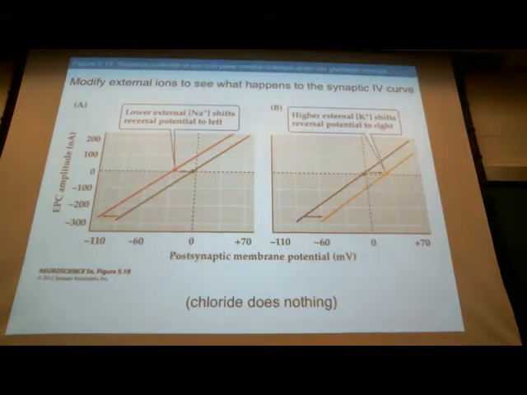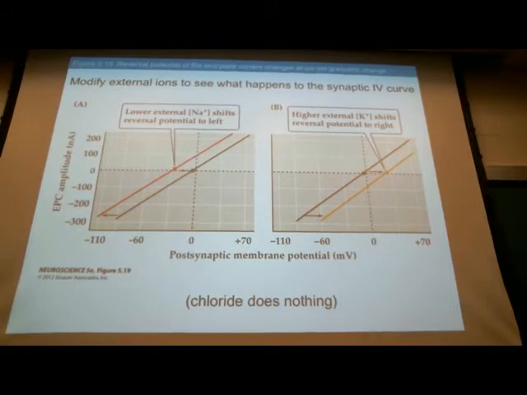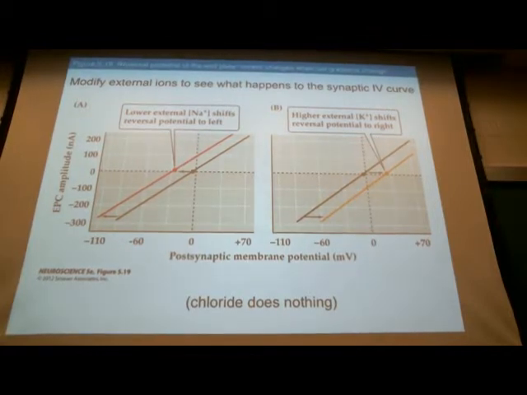So let's do an experiment. Here's our original IV plot. It goes through 0: 0 millivolts gives you 0 current. Now let's do our ion concentration manipulation, like we like to do. We're going to modify the external ions and see what happens to the synaptic IV curve. If we lower external sodium, that shifts our Nernst potential for sodium in the leftward direction, so it gets lower. And what happens to our synaptic IV? It shifts to the left.